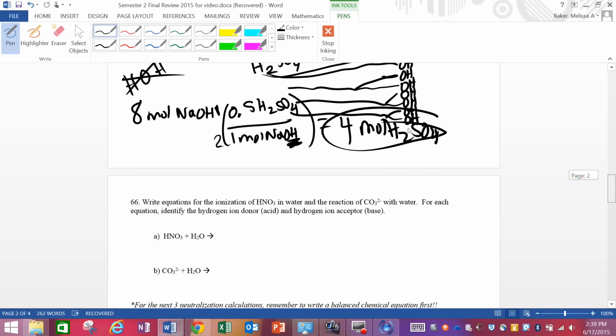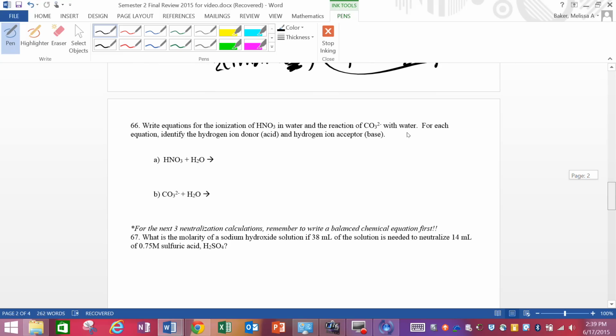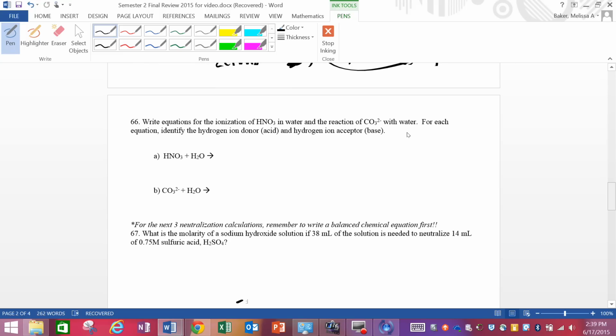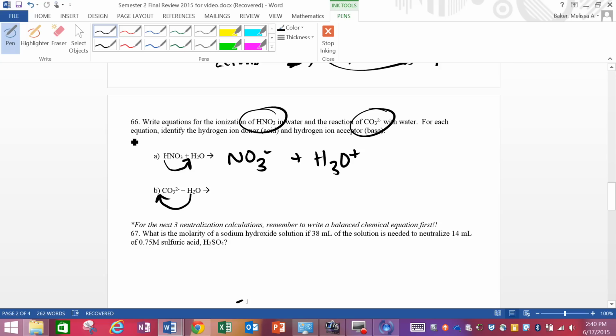And last but not least, we've got 2 more things. First, for 66, write out what happens when you add an acid to water and you add a base to water. So acids donate. So this is going to become NO3 and H3O+. Bases accept. So if you write out that H2O is HOH, that H is getting ripped off, and what are you left with? OH. So this becomes HCO3 minus, and it becomes OH minus.